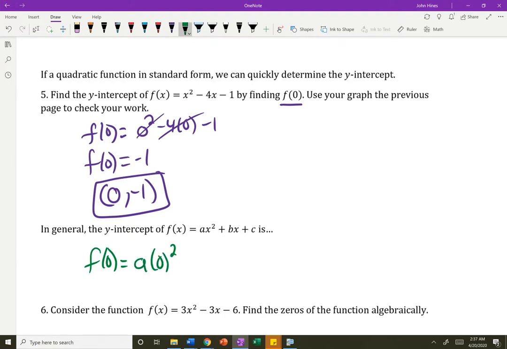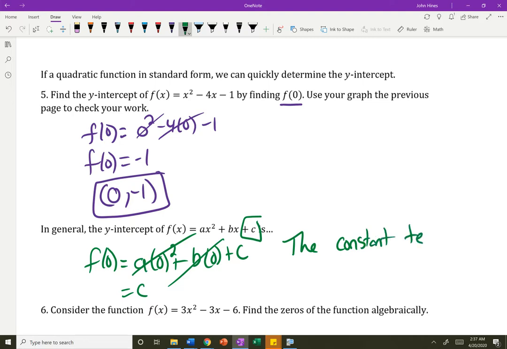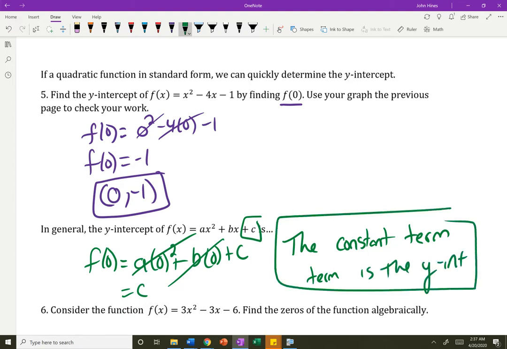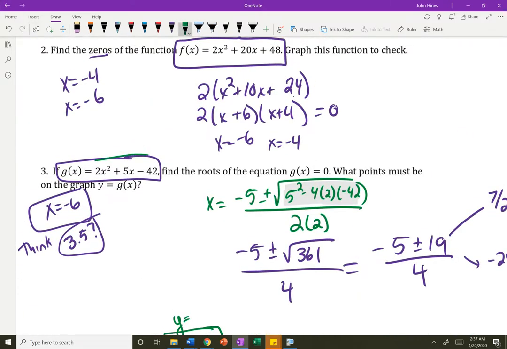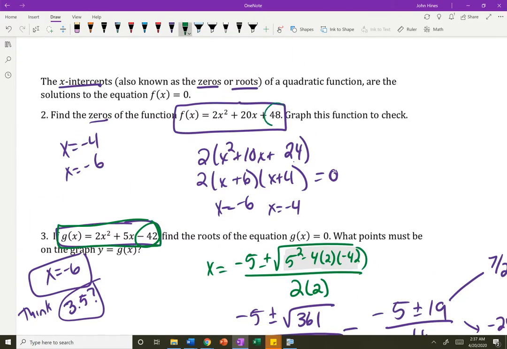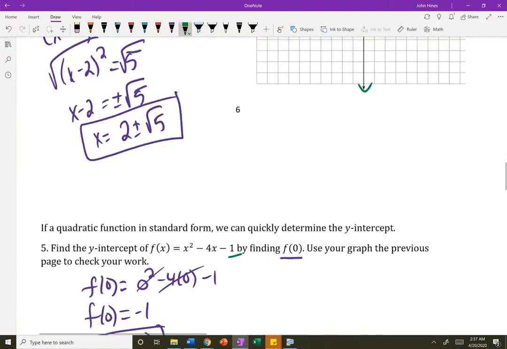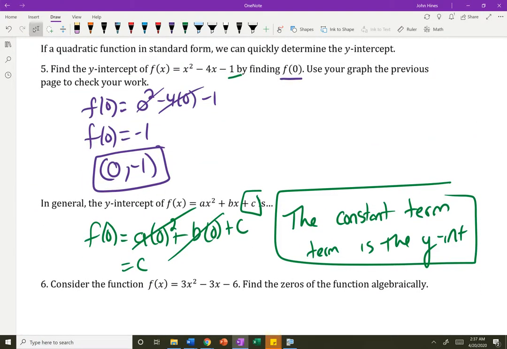But watch what happens. If I'm in standard form and I plug in 0, well, 0 squared is 0, so that's gone. That's gone. So it's the constant term. Just like it is in linear functions, the constant term is the y-intercept. That number stuck on at the end is the y-intercept. So if I go back here, what's the y-intercept of g of x? -42. Done. What's the y-intercept of f of x? 48. Done. If I want to know the y-intercept, I just look at the constant term.